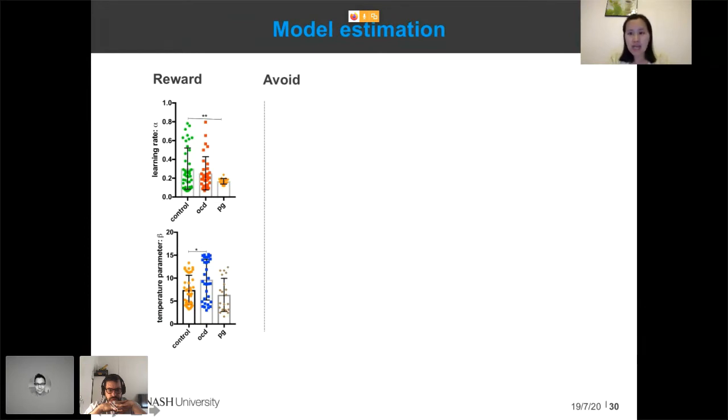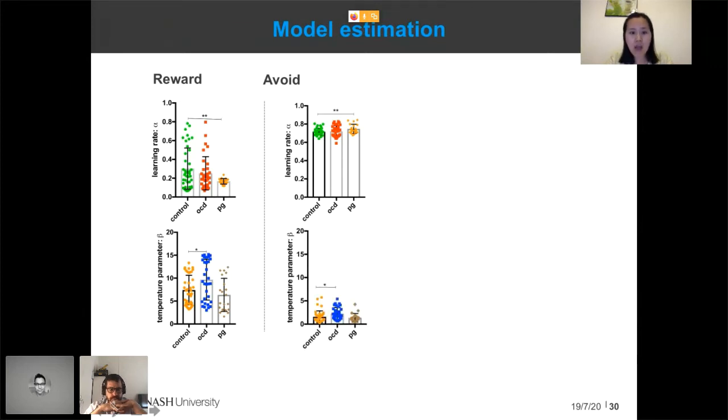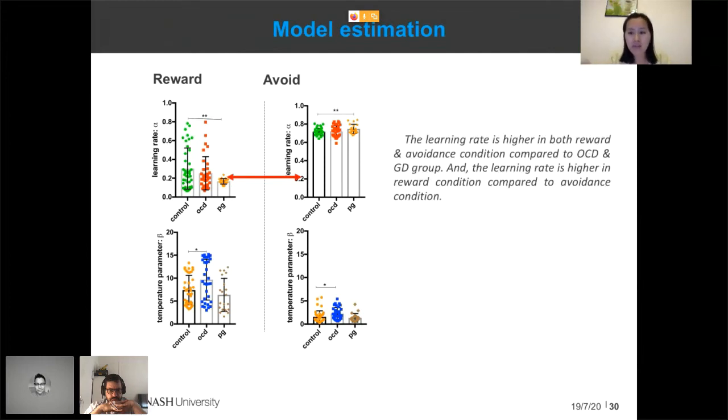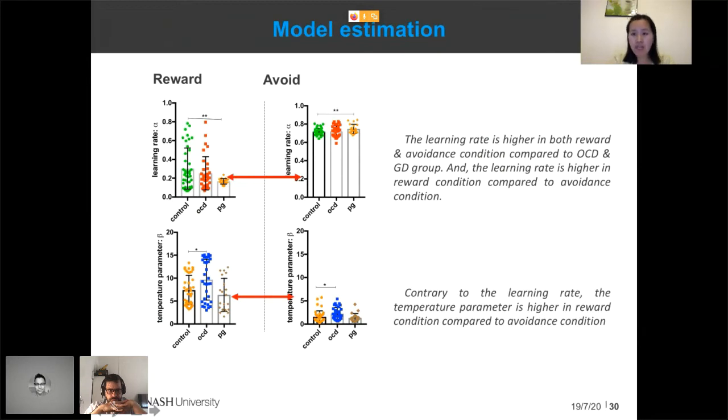For the avoidance condition, participants with gambling disorder were found to have a higher temperature parameter, while the OCD participants also showed a higher temperature parameter under the avoidance condition. When comparing these two conditions, we found a higher learning rate under the avoidance condition compared to the reward condition, while a higher temperature parameter under the reward condition compared to the avoidance condition.